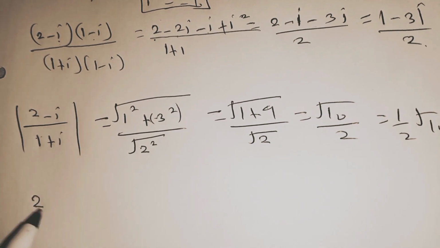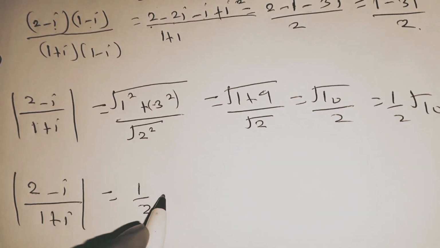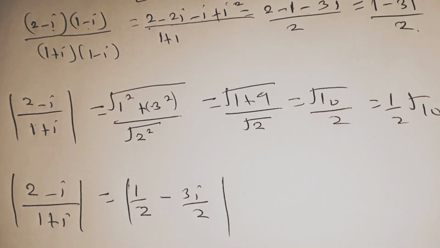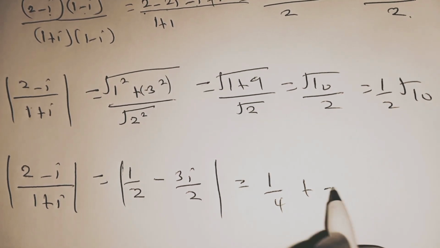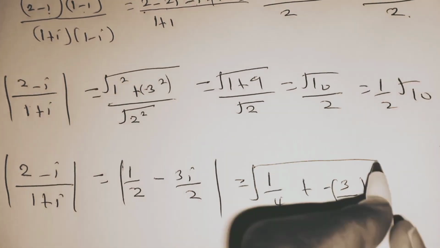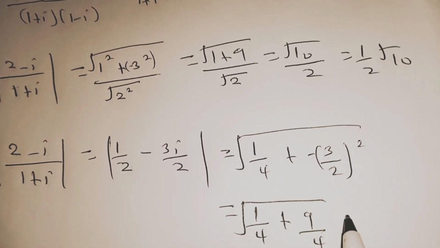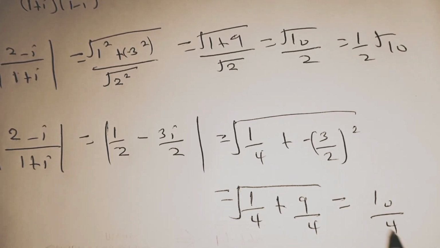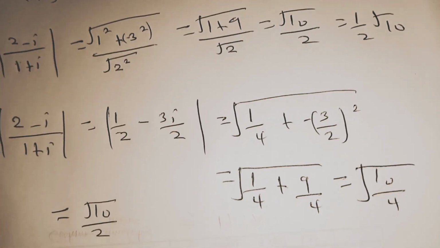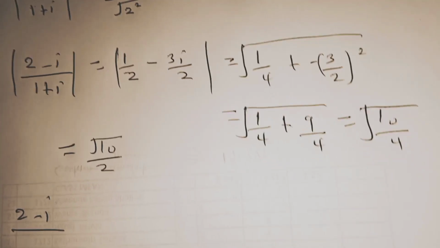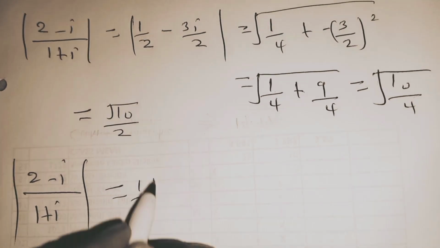Note that for the modulus of 2 minus i over 1 plus i, we have seen it reduced to the modulus of 1 minus 3i over 2. So when you obtain the modulus here, we are going to obtain the square root of 1 over 4 plus minus 3 over 2 squared, which is equal to the square root of 1 over 4 plus 9 over 4, which is the same as the square root of 10 over 4, which is equal to root 10 over 2. So the modulus of 2 minus i divided by 1 plus i is the same as a half root 10.